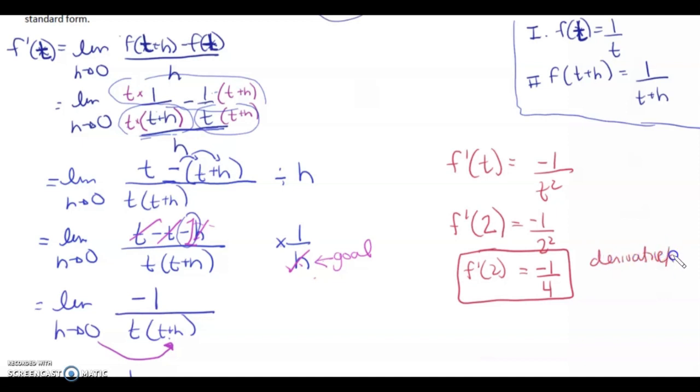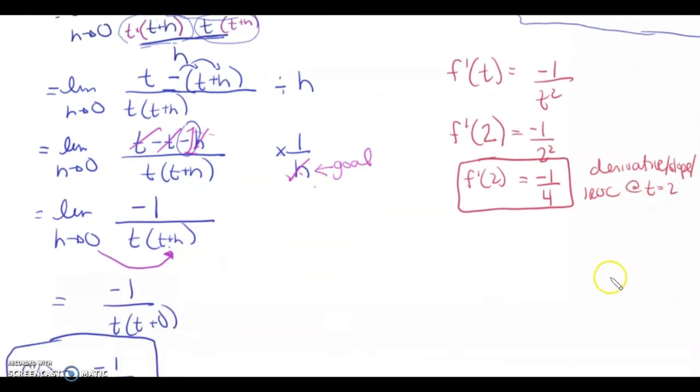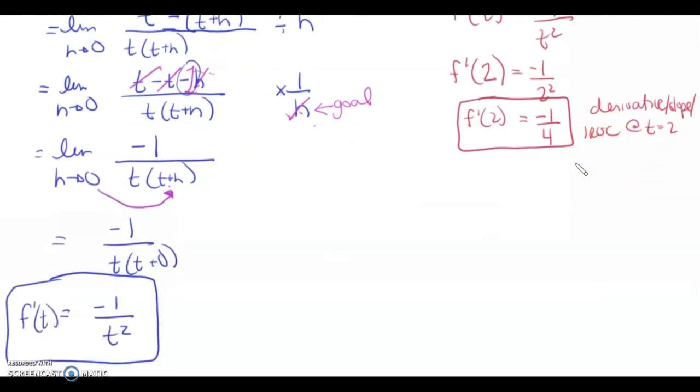Derivative, slope, instantaneous rate of change: all of these are interchangeable at t equals 2. So since we have that, I'm going to find the actual point. Let's find the point where t equals 2 actually lands. We know that it's going to be 2 comma something, but we don't know that y value.